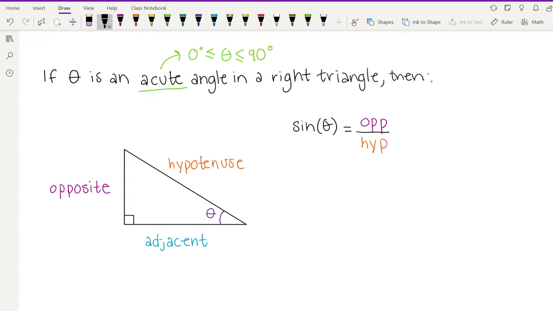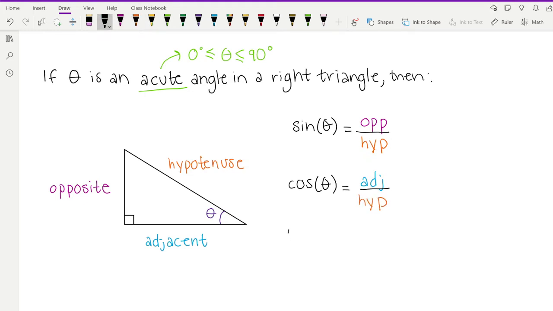If you want to take cosine of theta, that's going to be equal to the adjacent side, so I'll abbreviate that as ADJ, over the hypotenuse. And then what about tangent?